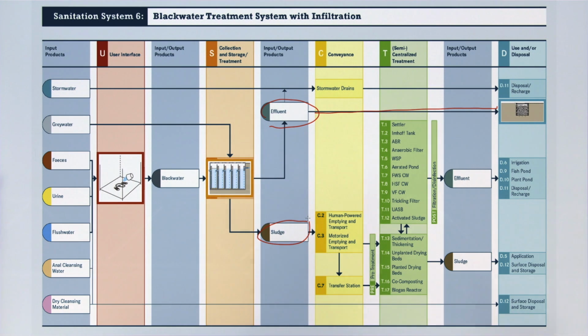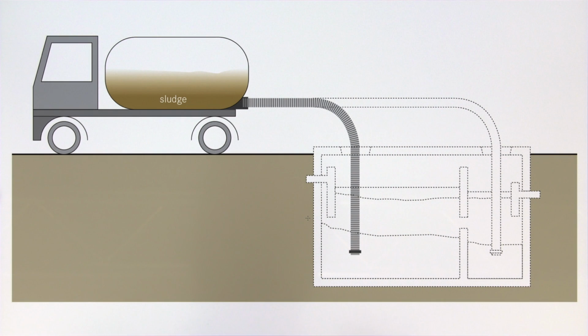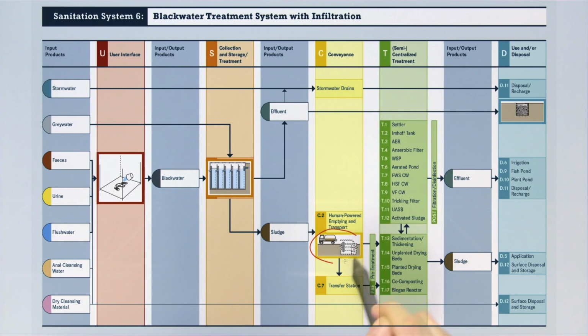The sludge that accumulates into the ABR will need to be emptied periodically. So let's assume that we are working in an area that has emptying businesses that own and operate pump trucks to suck out and transport the accumulated sludge. Here's our truck. It's come along and it's emptying this layer of sludge from our ABR. The truck will now need to transport it.